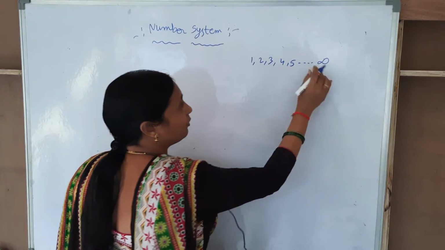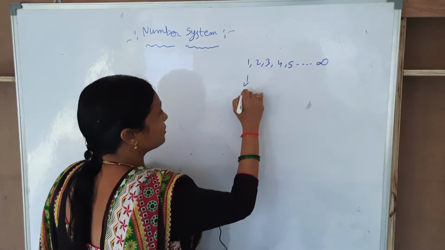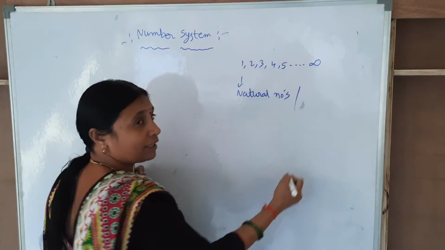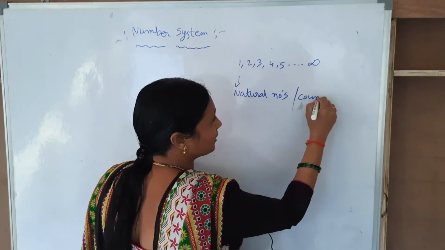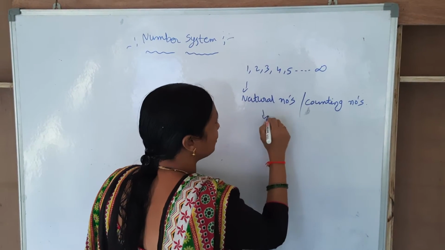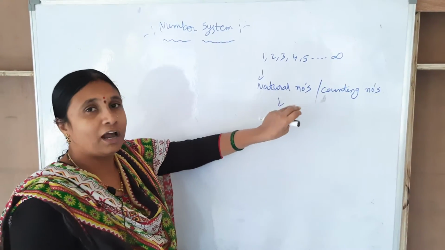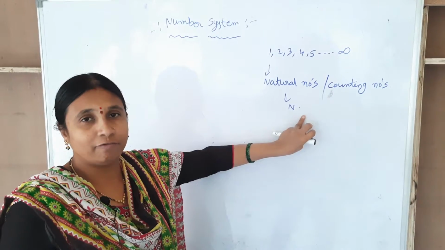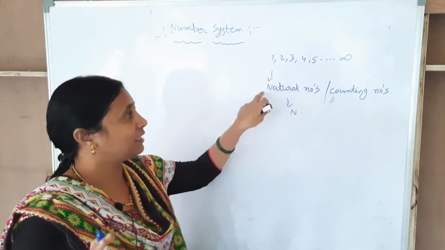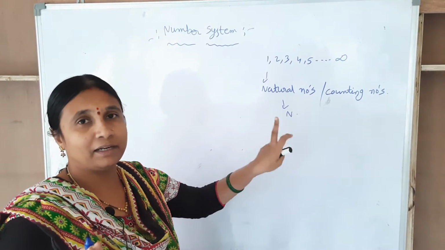This is infinity. Infinity means it cannot be counted. These numbers are called the natural numbers. Another name for the natural numbers is counting numbers. The natural numbers are always denoted by capital N. We can always count with the numbers starting from 1, 2, 3, 4, 5. These include the natural numbers.